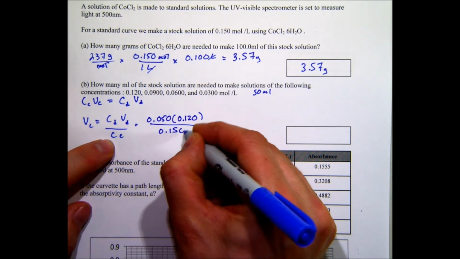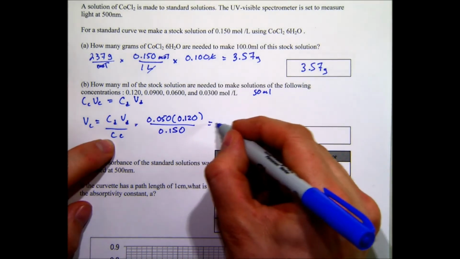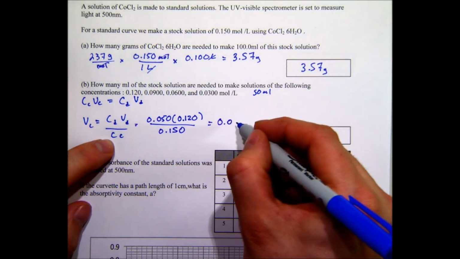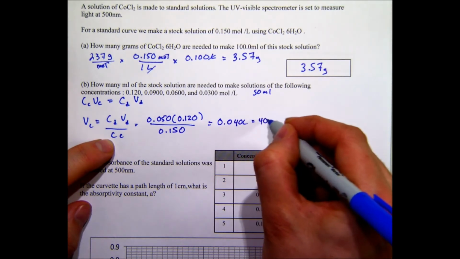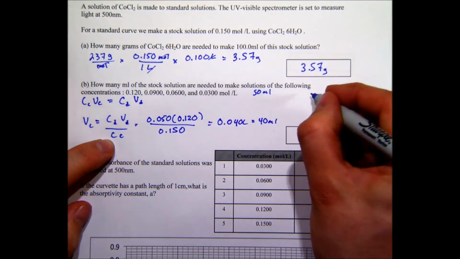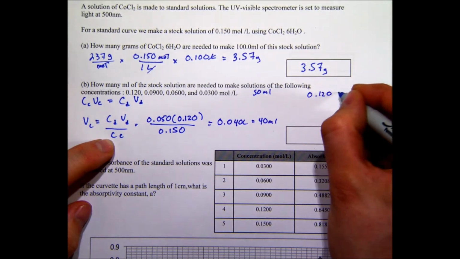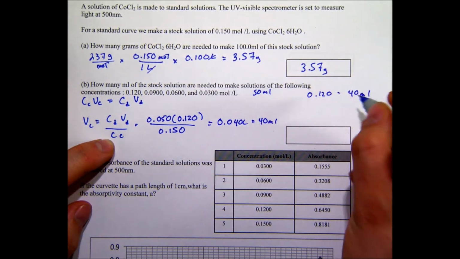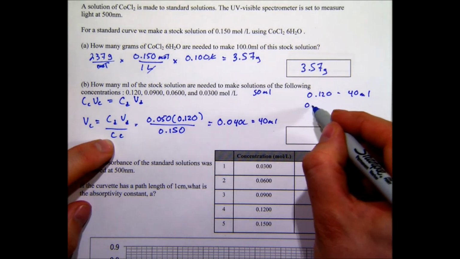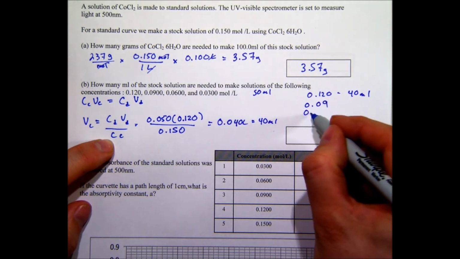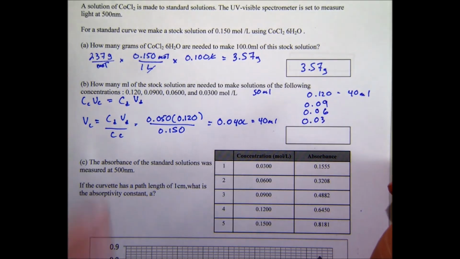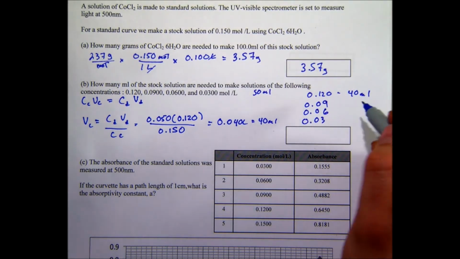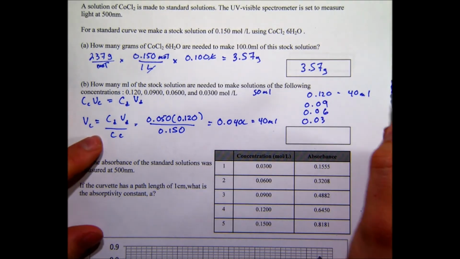My concentrate is 0.150. So I would need 0.040 liters. So for 0.120, I need 40 mils. And then I have 0.040, 0.09, 0.06, and 0.03. So each time I'm going to basically just be decreasing by 10 mils.